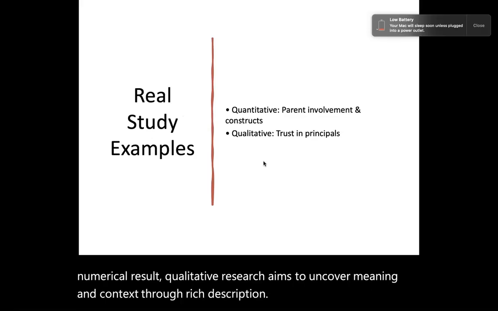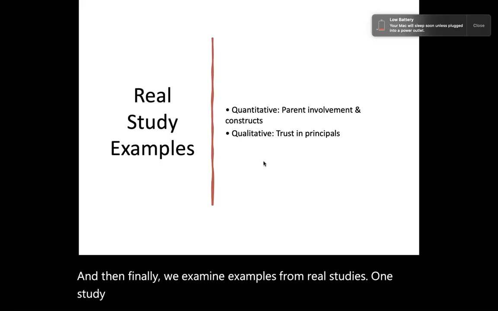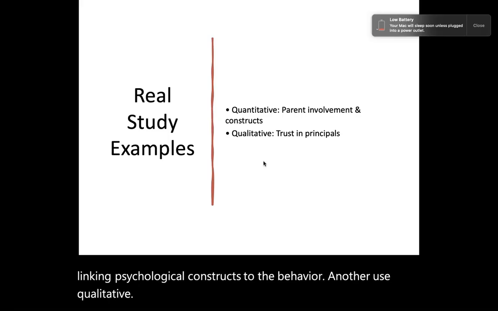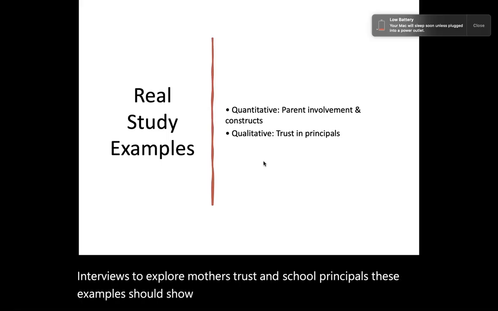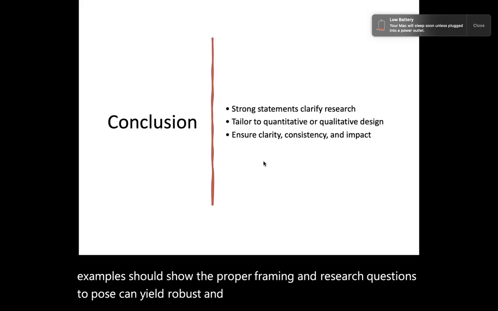And then finally, we examine examples from real studies. One study used quantitative methods to assess parent involvement, linking psychological constructs to behavior. Another used qualitative interviews to explore mothers' trust in school principals. These examples show that proper framing and the right research questions can yield robust and insightful results.